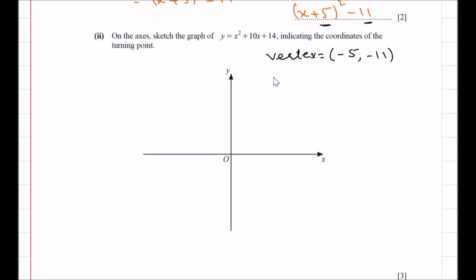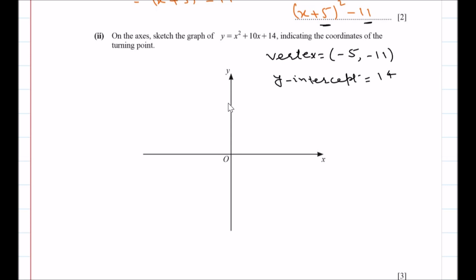Next, we need y-intercept. So y-intercept will be given by putting x equal to 0. So if you put x equal to 0 in this, this becomes 0. We are left with 14. So our answer is 14. Y-intercept is 14. Okay. All right.